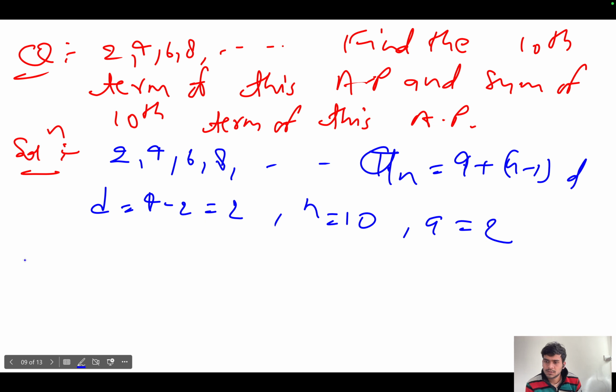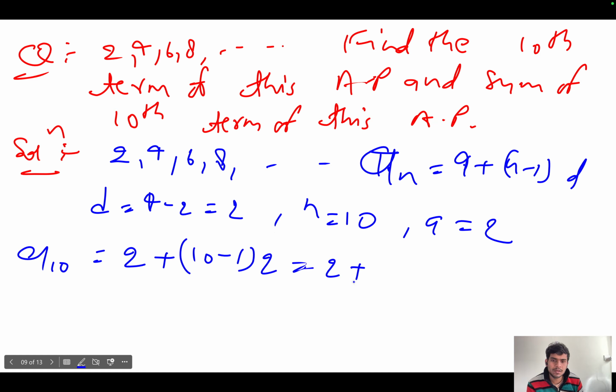First term. So a10 is equal to 2 plus (10 minus 1) into d. That is 2 plus 9 into 2, that is 2 plus 18, that is 20. So a10 is 20.